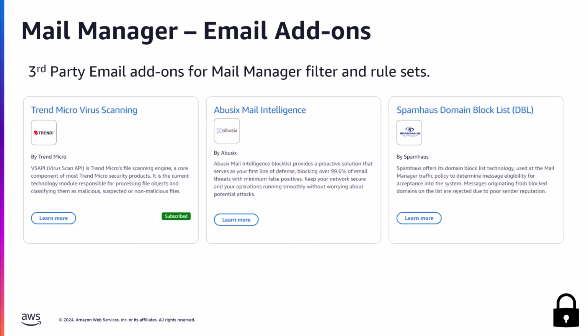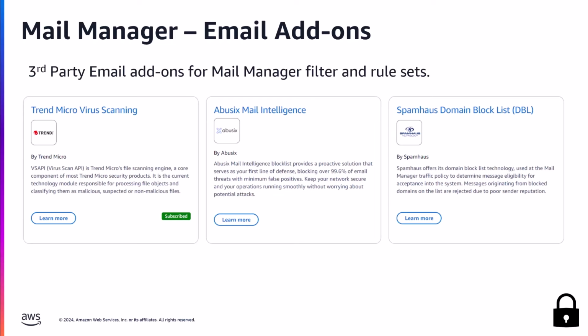The first one is Trend Micro Virus Scanning, which is a powerful file scanning engine that classifies files as malicious, suspected, or safe, ensuring robust protection against threats. The second one is Abusix Mail Intelligence, which proactively blocks over 99.6% of email threats, providing a reliable first line of defense with minimal false positives. And the third one is Spamhaus Domain Block List, which rejects messages from domains with poor reputation, which enhances email security by preventing suspicious emails from entering your system.